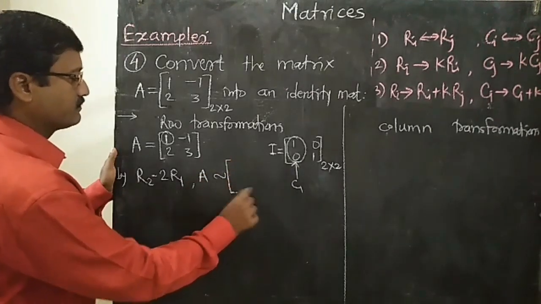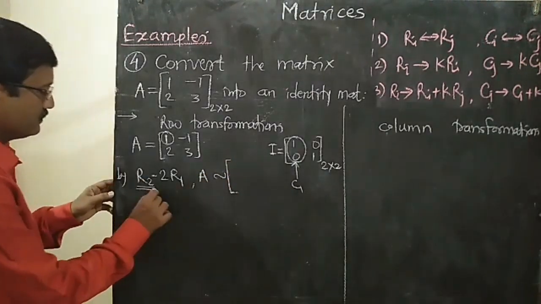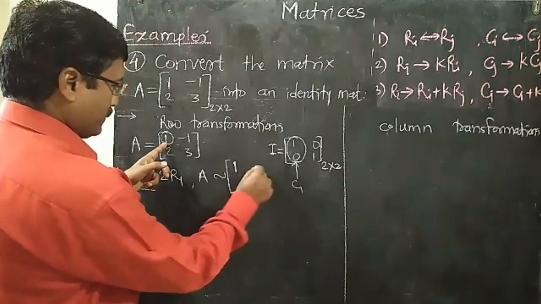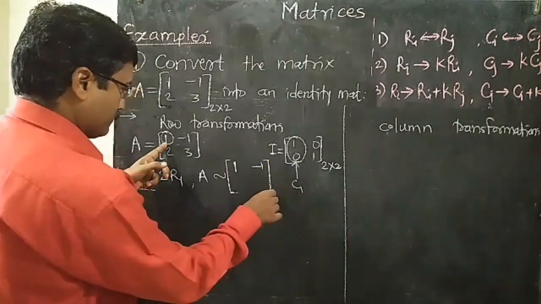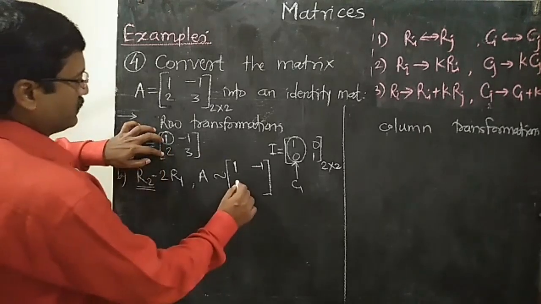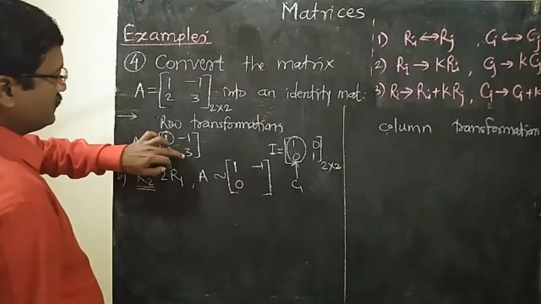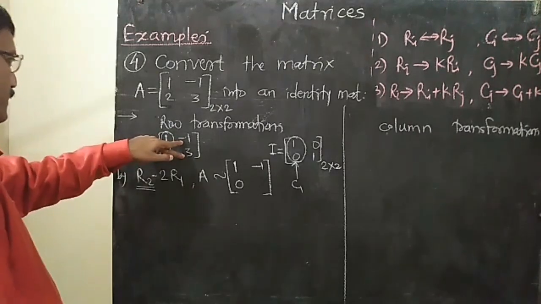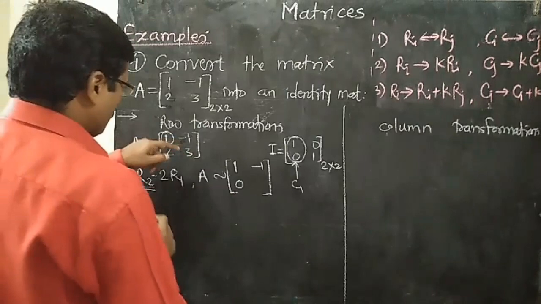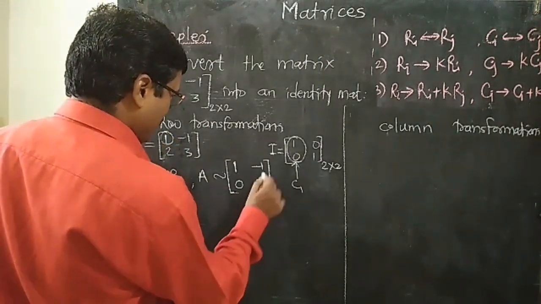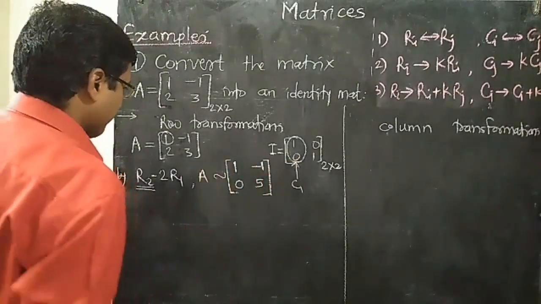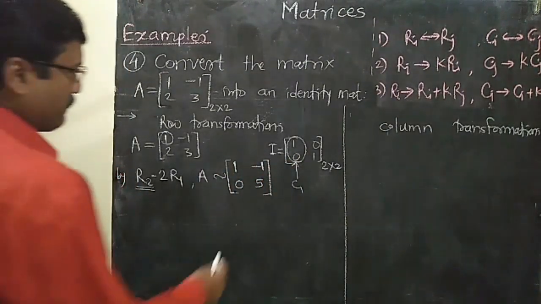we get A equivalent to, we are changing R2, so there is no change in R1. So R1 is as it is, 1 minus 1. Here R2 minus twice means 2 minus twice of 1, that is 0. 3 minus twice of minus 1: the twice becomes minus 2 and its negative is plus 2. So 3 plus 2, that is 5. So this is the first column C1 as required, which we obtained here.